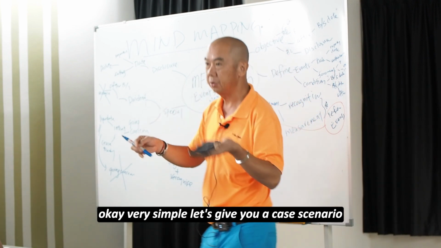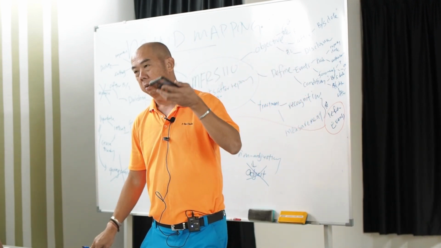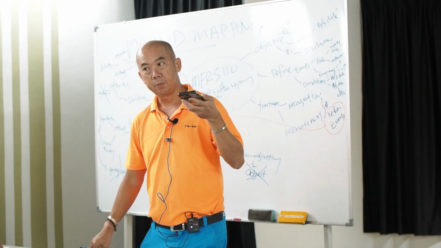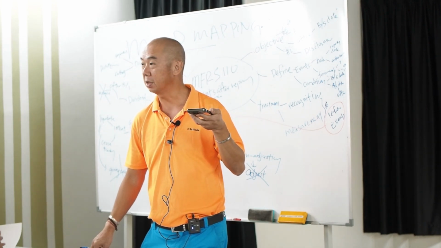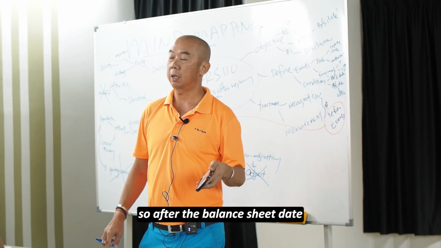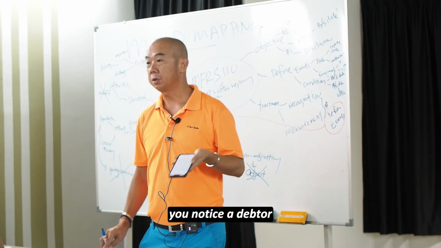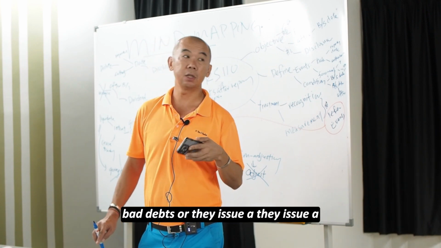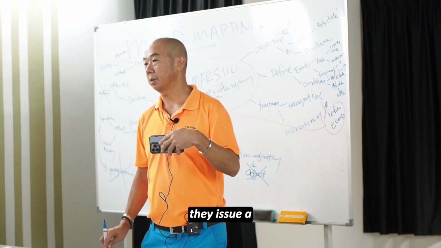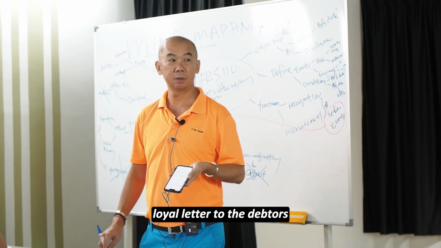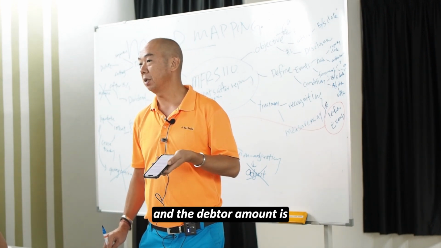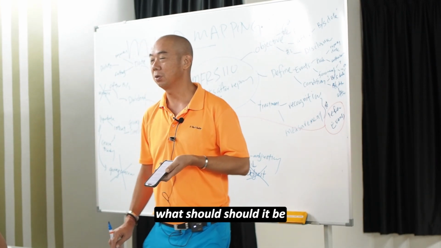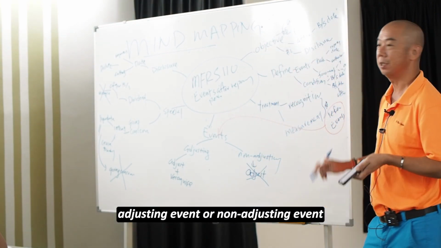Okay, very simple. Let's give you a case scenario. The financial year end is 31st December 2022. So after the balance sheet date, you notice a debtor bad debts, or they issue a lawyer letter to the debtors, and the debtor amount is 100,000 above maturity level. What should it be? Adjusting event or non-adjusting event?